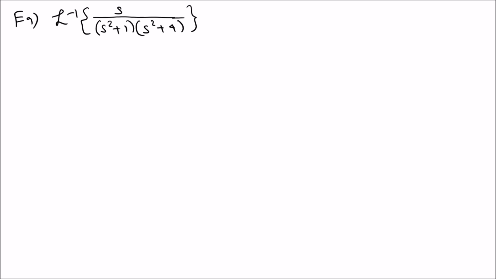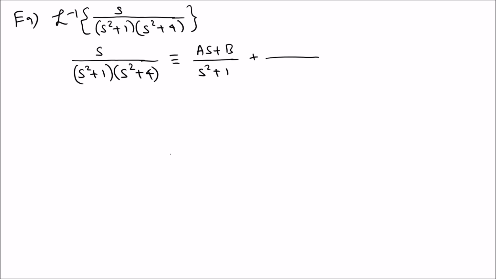So we can write the form first. So what's the form? This is s over s squared plus 1 times s squared plus 4. Identical to the bottom, s squared plus 4 with degree 2, that means the top has to be degree 1. So it's as plus b over s squared plus 1, plus here you have s squared plus 4, so this is cs plus d. So there are 4 unknowns here.